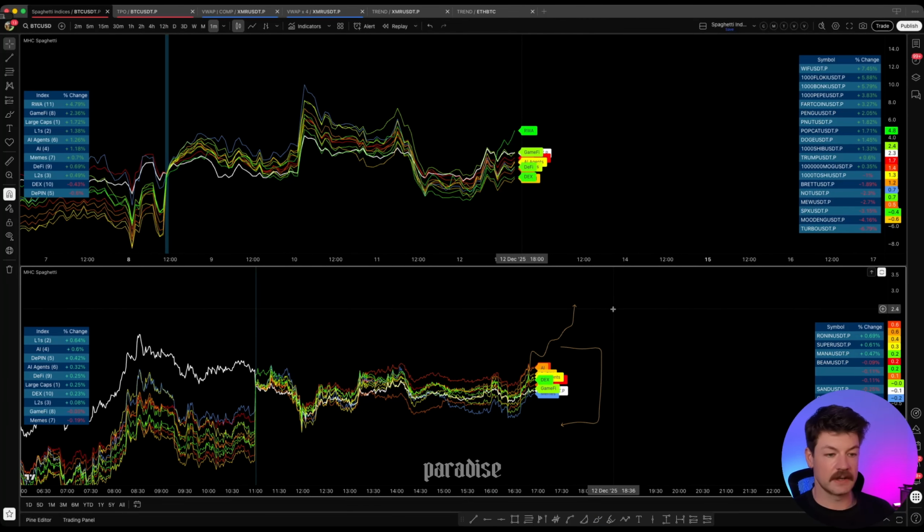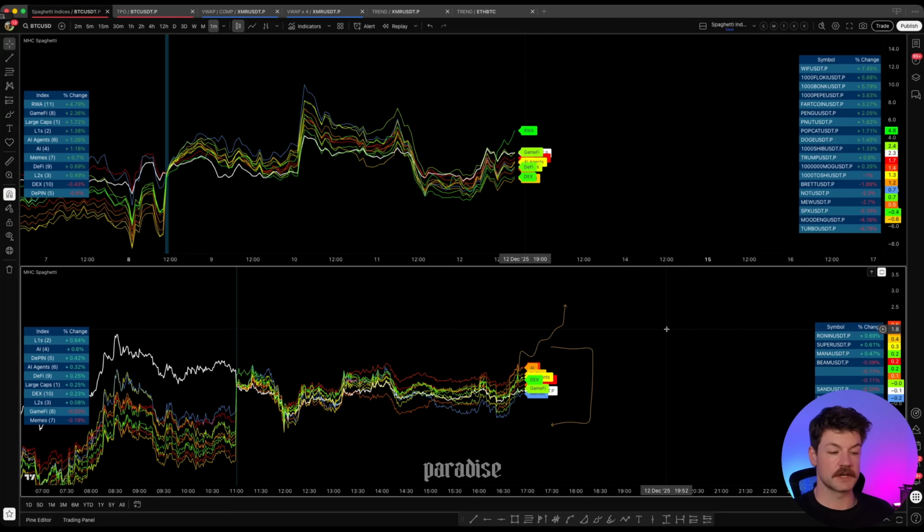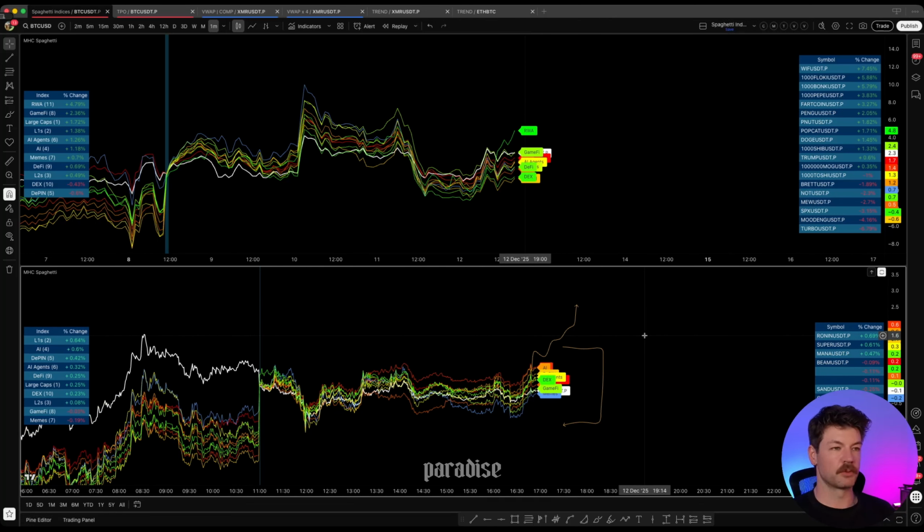Very handy for intraday and intra-week altcoin rotations, and sort of getting a broader market feel of where everyone's sitting, what their risk appetite is.